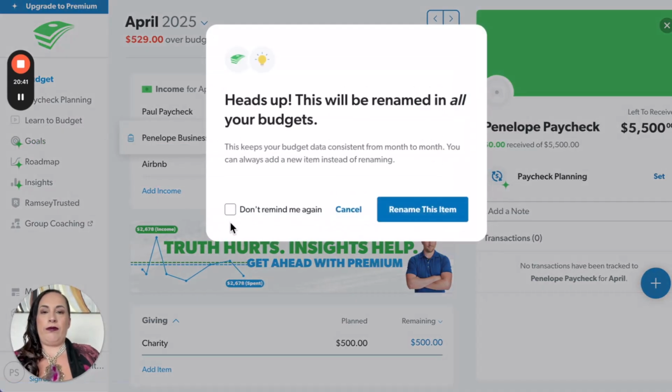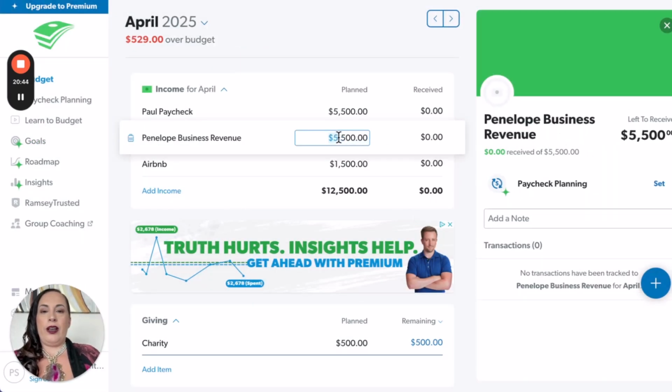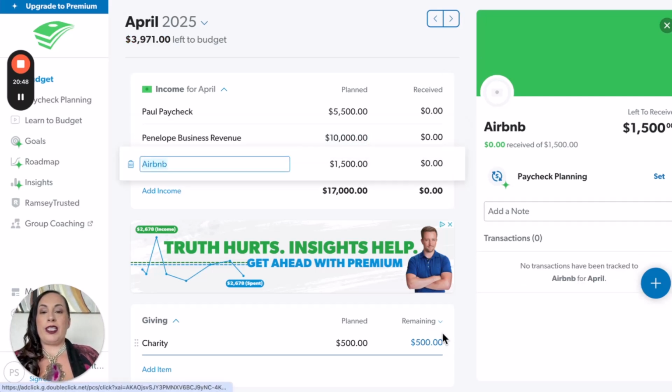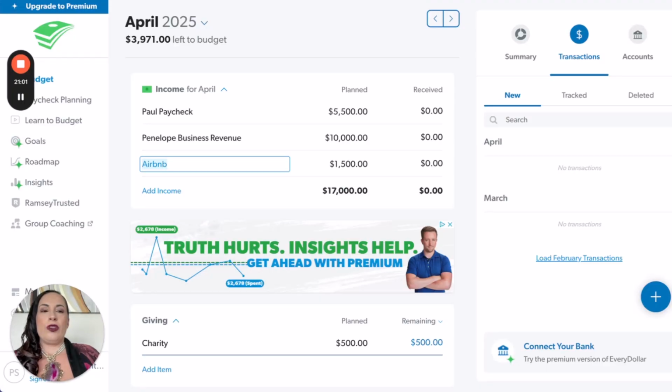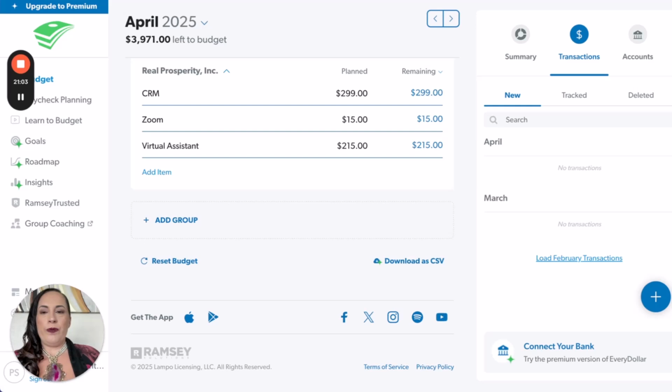So I might, I understand. Thank you. My business revenue might be $10,000, and after business expenses, $5,500 is the amount that comes to me, for example. So it would all be accounted for in here, but I wasn't actually mixing the money. I was just having one place where I could plan it all. So I love that you can add groups like this.